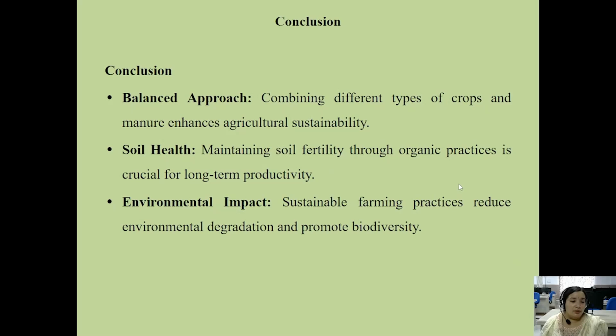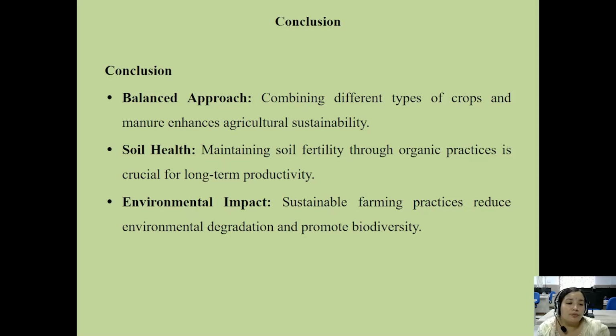Then we come to the conclusion of this topic, types of crops and types of manure. Some concluding remarks. Number one, a balanced approach, combining different types of crops and manure, enhances agricultural sustainability and soil health. Maintaining soil fertility through organic practices is crucial for long-term productivity. Environmental health: sustainable farming practices reduce environmental degradation and promote biodiversity.